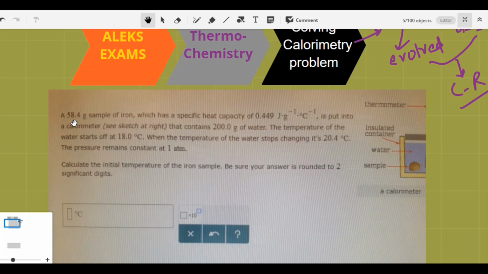So the first question is, a 58.4 gram sample of iron, which has a specific heat capacity of 0.449 joule per gram per degree Celsius, is put into a calorimeter that contains 200 grams of water. The temperature of the water starts from 18 degrees Celsius. It means that is the initial temperature of the water. When the temperature of the water stops changing, it's 20.4 degrees Celsius. So that is the final temperature. The pressure remains constant at 1 atm. Now calculate the initial temperature of the iron sample. Be sure your answer is rounded to two significant digits.